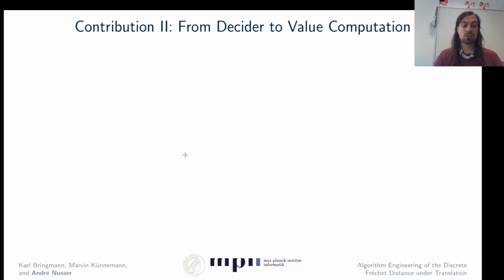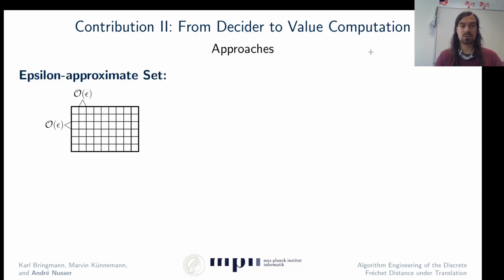Good. So this leads us to the second contribution, because now we have the decider and we want to turn to value computation. So we want to approximately compute the discrete Fréchet distance under translation. And there are a few natural approaches now. One is just giving an epsilon set.